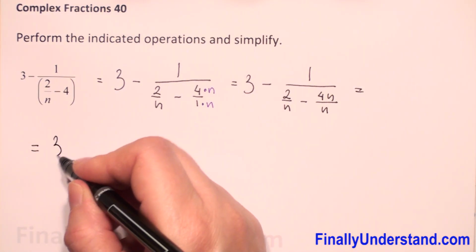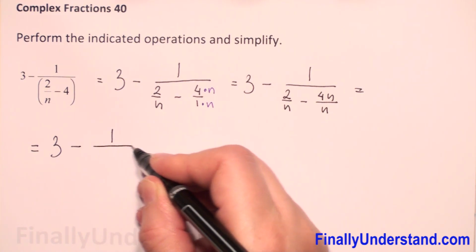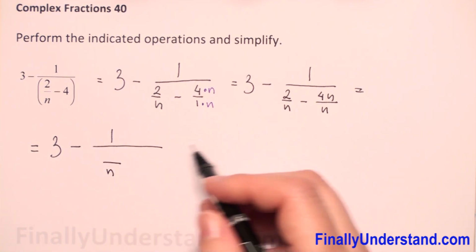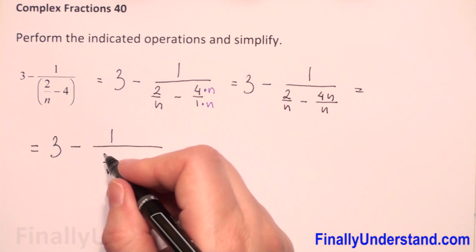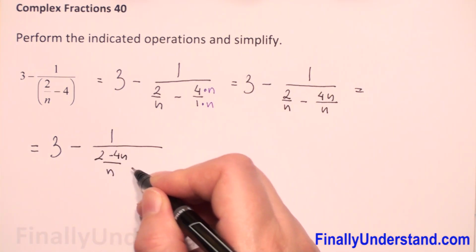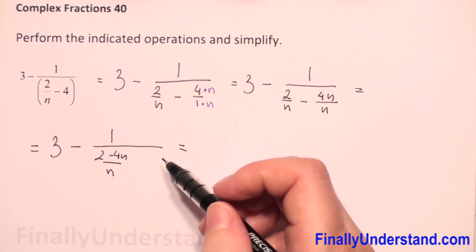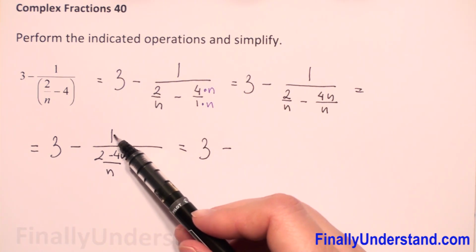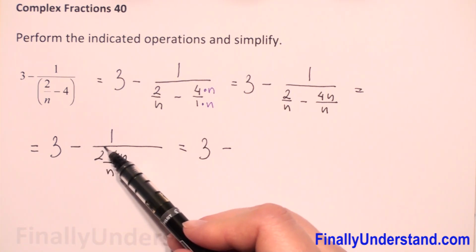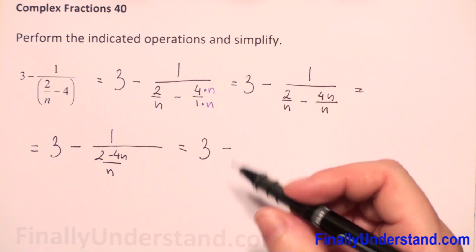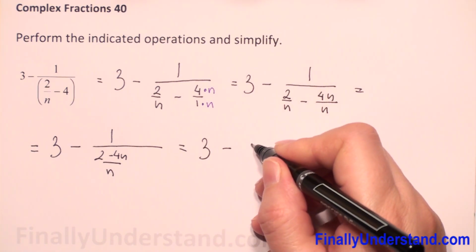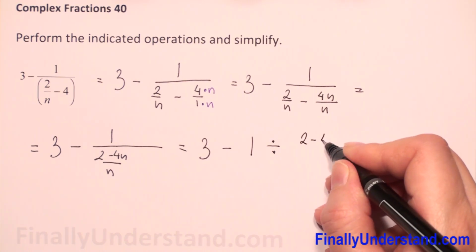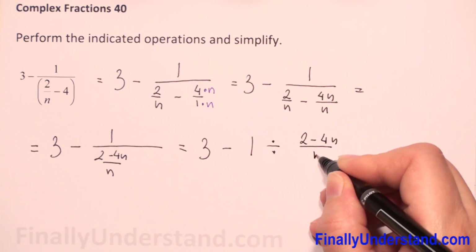So we copy 3 minus 1 over, we copy the denominator, and we subtract the numerators. So it will be 2 minus 4n. So this is equal to 3 minus, and now we have 1 divided by, because this fraction means division, so we can write that this is 1 divided by (2 minus 4n) over n.